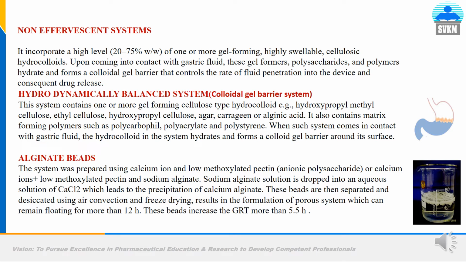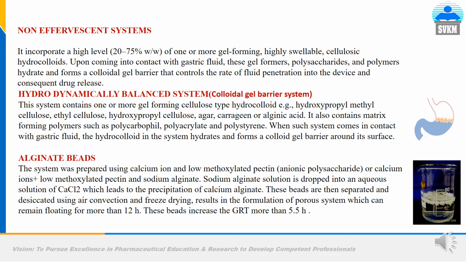There are two types. First is the hydrodynamically balanced system. They are also known as colloidal gel barrier system. Just as I said, they use hydrocolloids like HPMC or carrageenan or ethyl cellulose. They can even use matrix polymers like polyacrylates. When these hydrocolloids come in contact with gastric fluid, this system will hydrate, and on hydration, they will form a colloidal gel barrier, and this barrier will control the permeation of fluid.